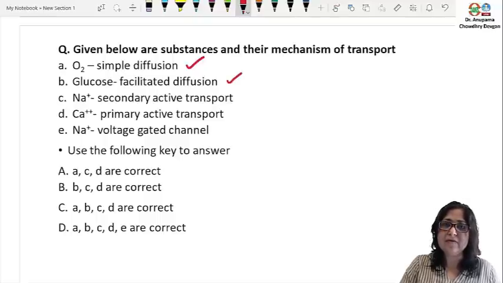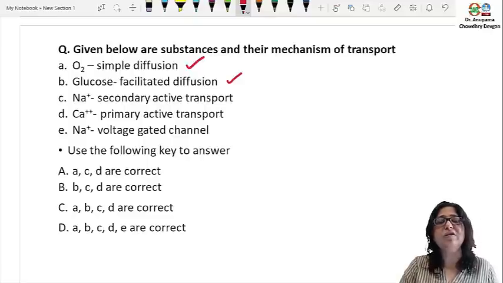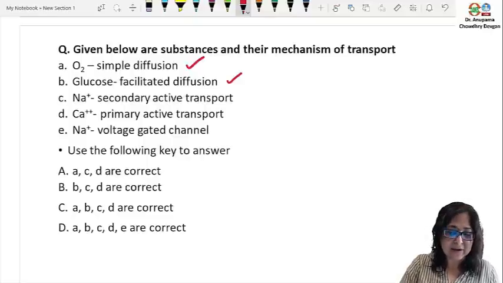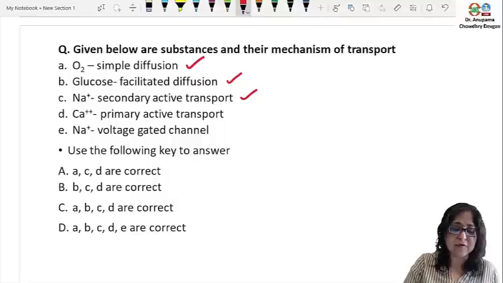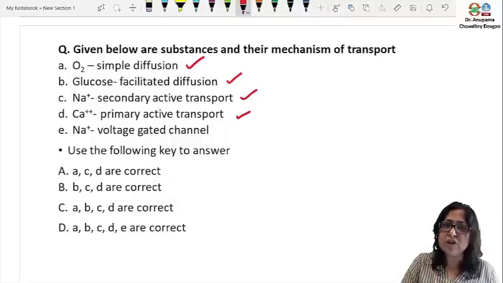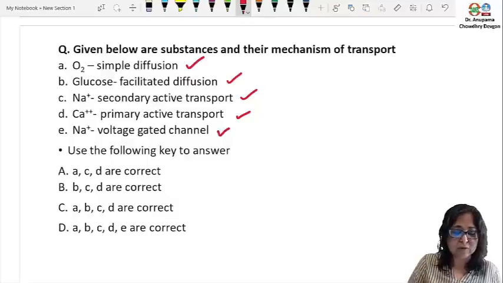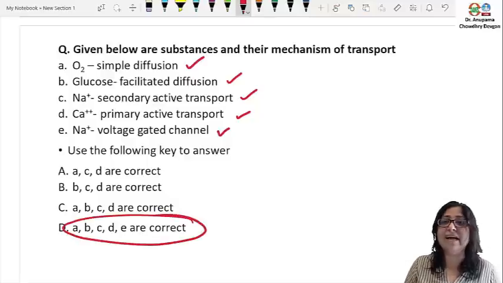Sodium by secondary active transport, yes, sodium is transported by primary as well as secondary active transport. Calcium by primary active transport, yes, the movement of calcium from the sarcoplasm into the sarcoplasmic reticulum is by SERCA, which is a primary active transport. You also have secondary active transport for transport of calcium. Sodium by voltage gated, ligand gated channels, yes. So if these are the options, then all my options are correct.